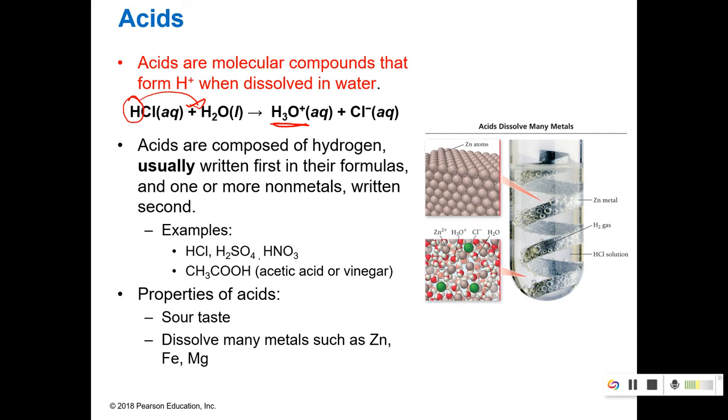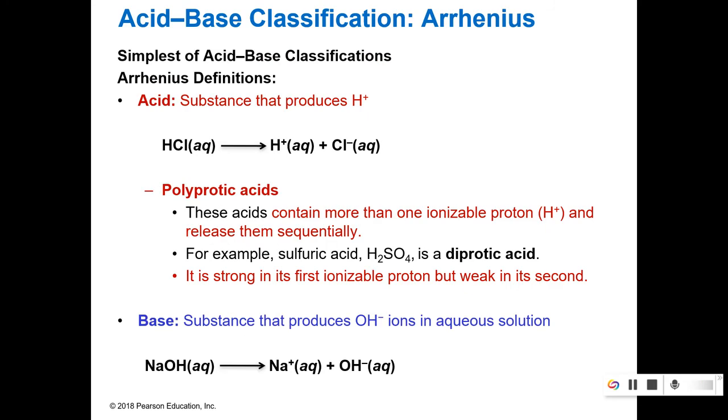Acids do have a sour taste. Most of what we eat is acidic, and they will dissolve specific metals, or most metals actually. So an Arrhenius acid is one that produces H plus in solution. And then there are polyprotic acids. That just means they have more than one H plus, and they'll lose them sequentially. And that'll make more sense when you get to Chem 2.